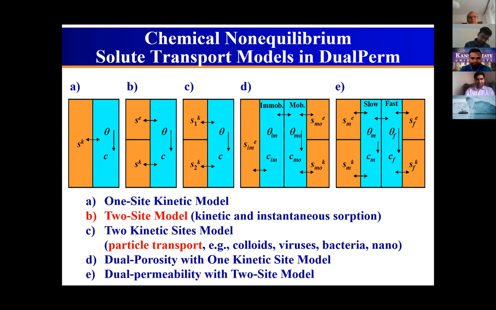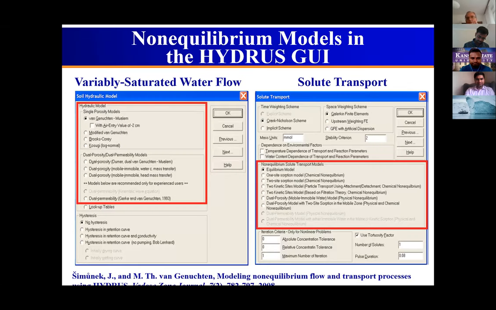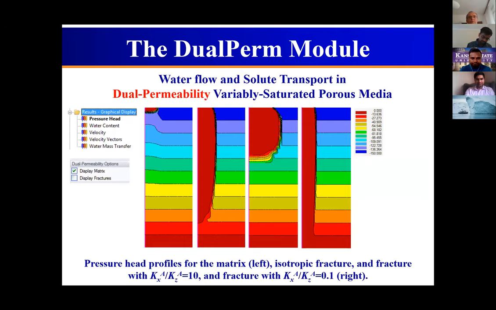Obviously in the field you would use a relatively simple model, but if you go into the lab and you have some well-controlled processes, then you may want to use these more complex models. And all these models are in that module called DualPerm in 2D. In 1D, it's available in the standard module, and you may recall some of these windows. So these dual porosity, dual permeability models, you can select them in this part of this dialog window. And then these kinetic non-equilibrium models for solute transport, you can select in this part of the solute transport window. That's the example of that.